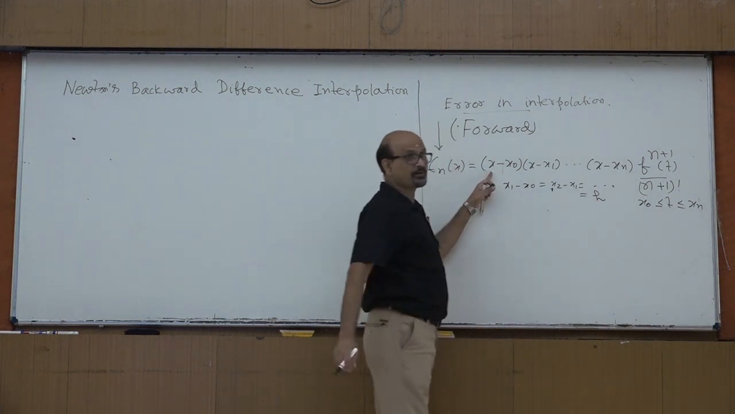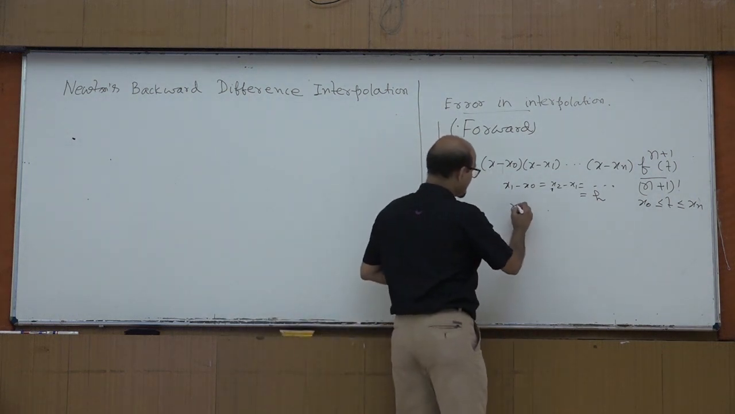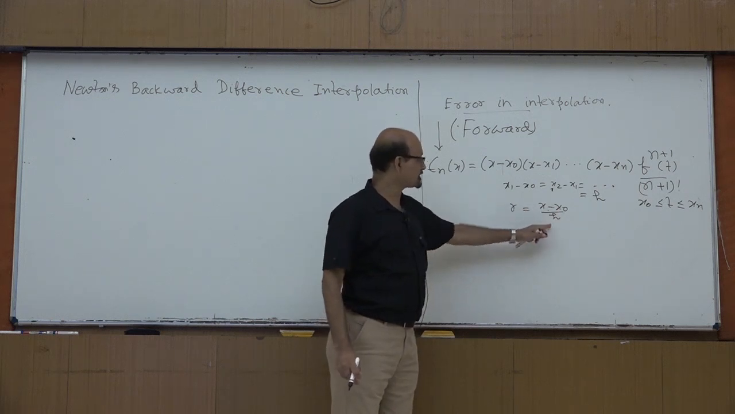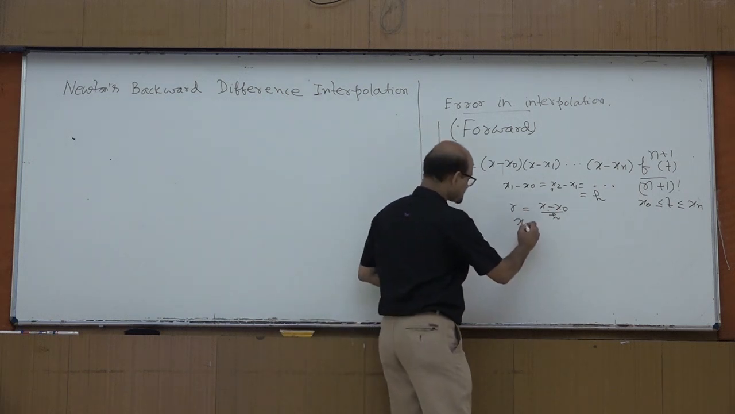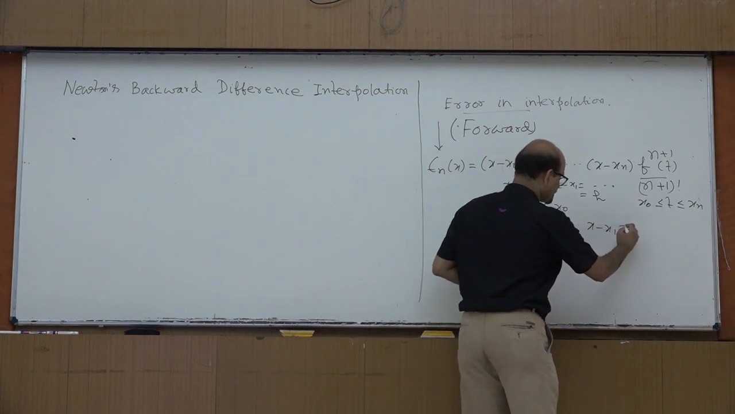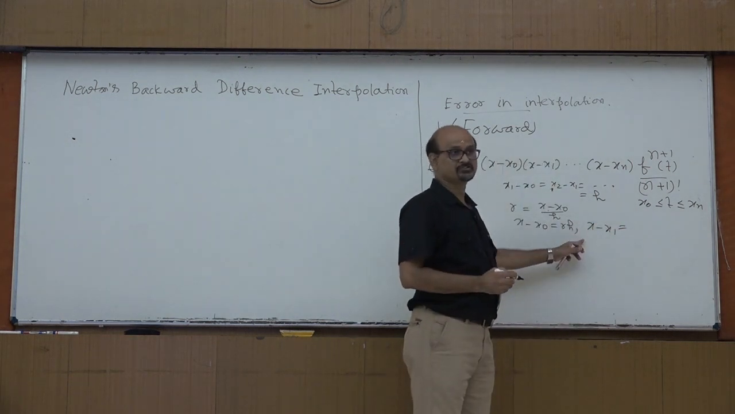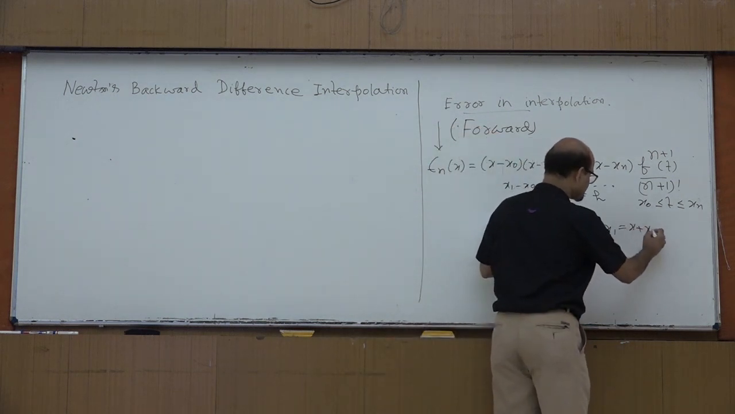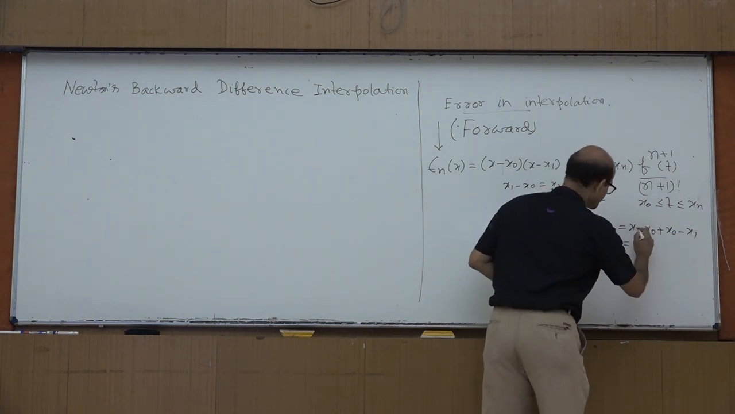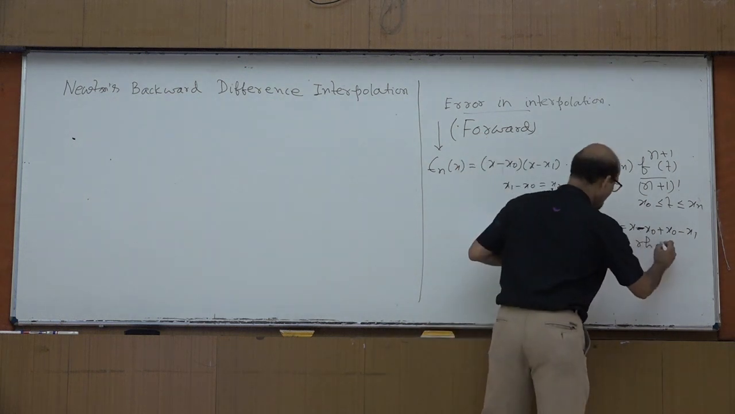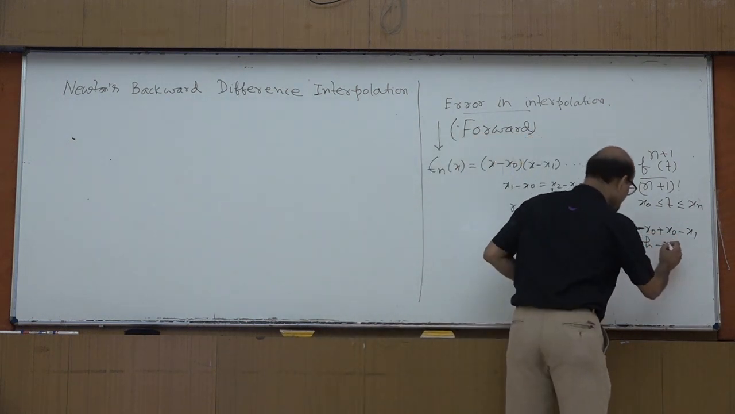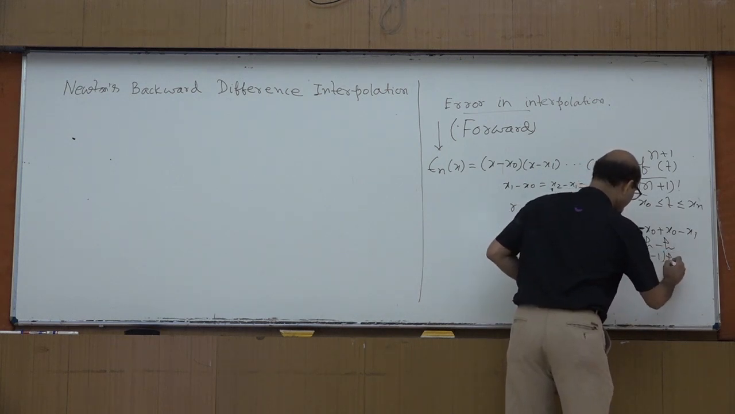While developing the forward difference formula, I had taken r as (x minus x0) by h. That means x minus x0 is rh. We also found that x minus x1 is (r minus 1)h. How did we get that? x minus x1 is x minus x0 plus x0 minus x1. Here x minus x0 is rh, and x1 minus x0 I have taken by convention as h, so x0 minus x1 is minus h. So this is (r minus 1)h.